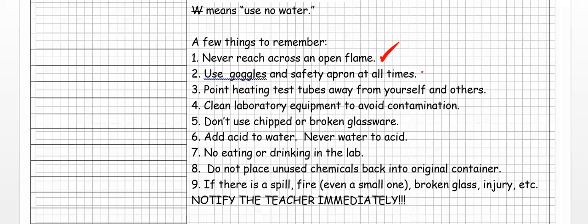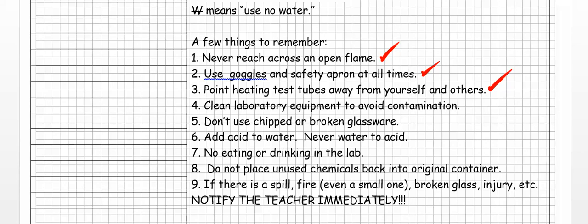They're going to be uncomfortable at times, but we have to do this because you never know when there's going to be a spill, and it could be bad news if you're not wearing your goggles and aprons. So make sure you've got those on. Next, point heating test tubes away from yourself and others. Remember, they can build up pressure, and if they do build up pressure, they can be dangerous if they spurt out of the test tube, and so make sure you've pointed them away from everybody.